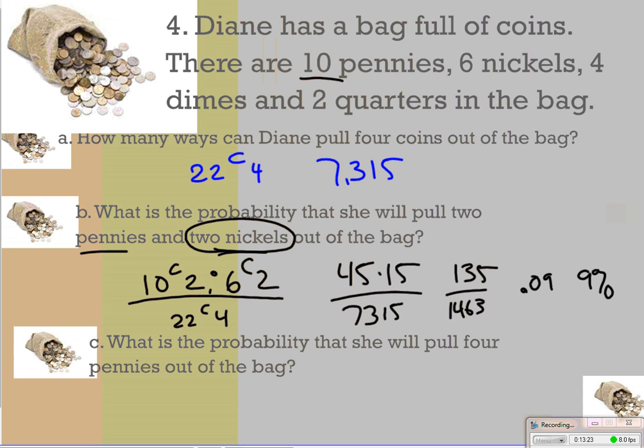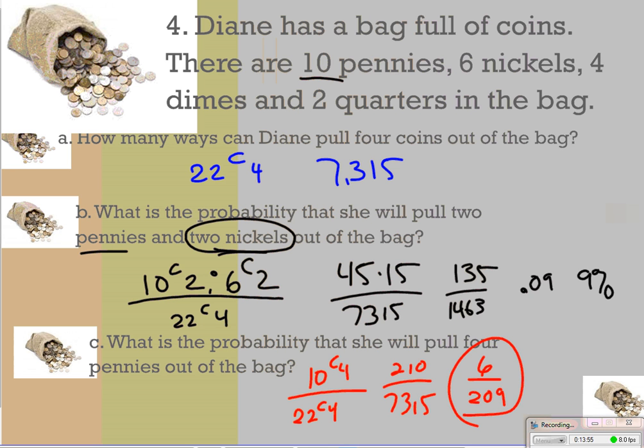The next one was probably that she will pull 4 pennies out of the bag. So this one's even a little bit more specific. This one's saying it's got to be all pennies. Well, it doesn't matter what order the pennies come out in. It's going to look like this. So it's going to be 10 choose 4 out of 22 choose 4. So that's going to be 210 over 7315. So that's going to be 6 out of 209.